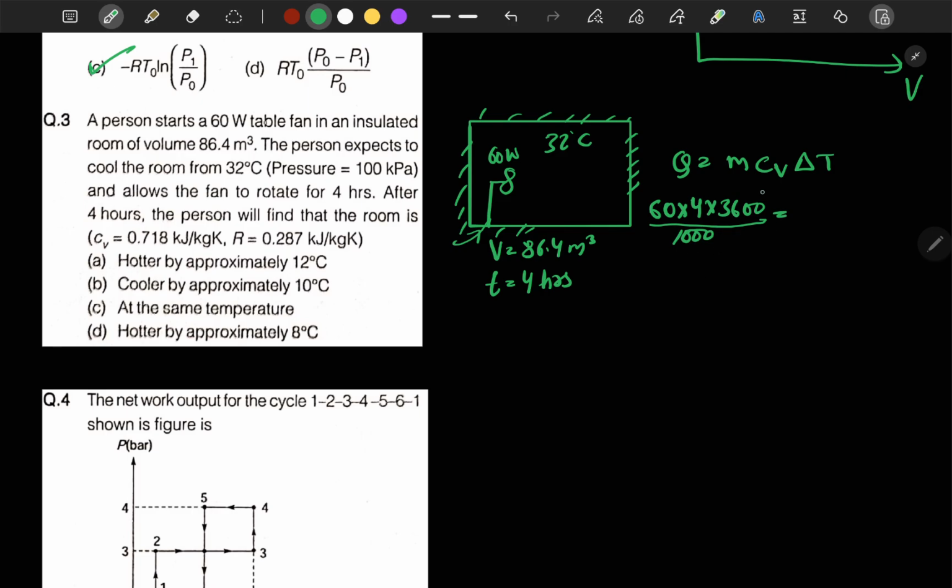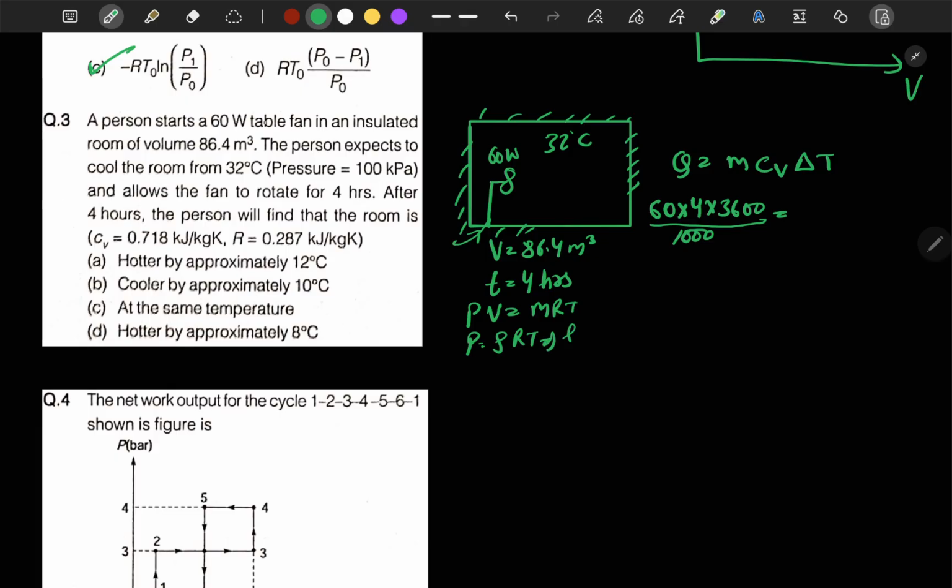Now we can write this as m, mass. For mass we need to calculate the density of the gas. For density we can use, as you all know, PV is equal to mRT, so you can write P is equal to m upon V, and m upon V is density, RT.